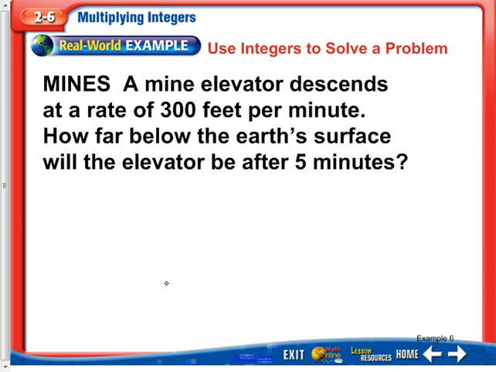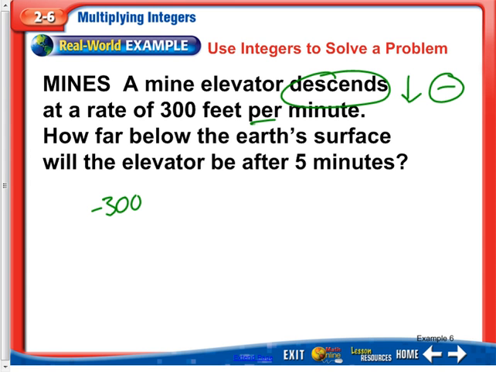All right? All right, a mine elevator descends. Okay, there's a key word right there, descends. All right, descends means to go down or means we're going to have a negative number. It descends at a rate of 300 feet per minute. So that's kind of like saying negative 300. Okay, how far below the Earth's surface will the elevator be after 5 minutes?